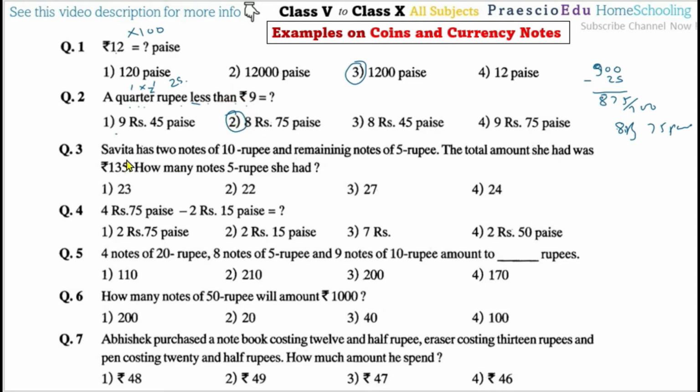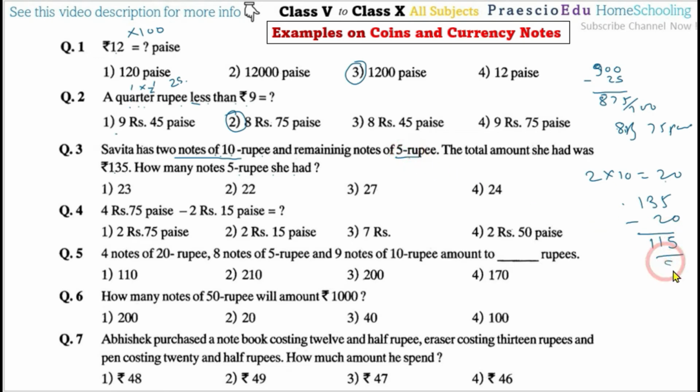Now question number 3: Savita has two notes of 10 rupees and remaining notes of 5 rupees. The total amount she had is 135. How many notes of 5 rupees did she have? Now only 2 notes of 10, so 2 multiplied by 10 is 20 rupees. But the total is 135, so we have to deduct this 20 from 135. So 135 minus 20 means 115 are the 5 rupee notes.